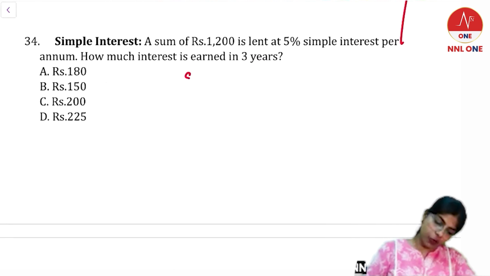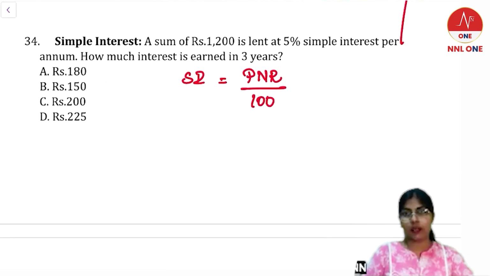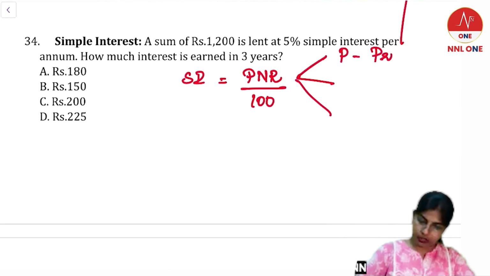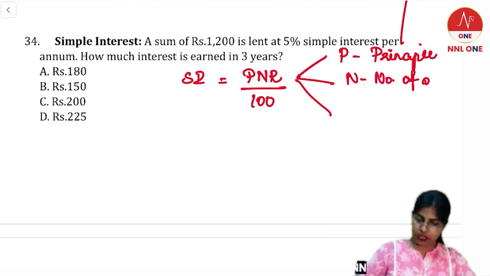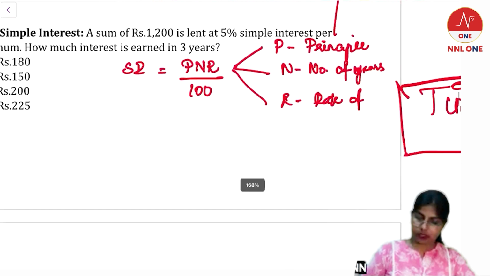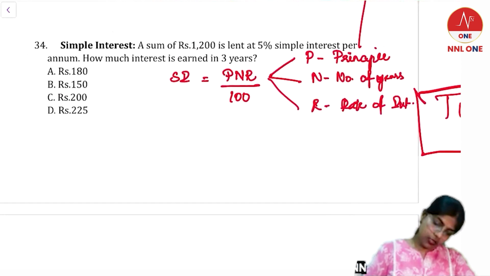What is the simple interest formula? Simple interest is equal to P N R by 100. What is P here? It is the principal amount. N is the number of years. R is the rate of interest. What is P here? Principal. N, number of days or years. Sorry, years. What is R here? It is rate of interest.